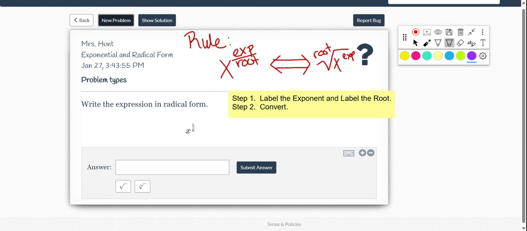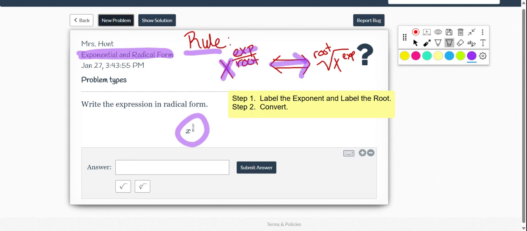All right, in this video we are going to look at another skill with radicals, and that skill is to convert between exponential form and radical form. First, we must know the rule. The rule is that if you see a base raised to a fraction, like we do here, you can rewrite it in radical form.